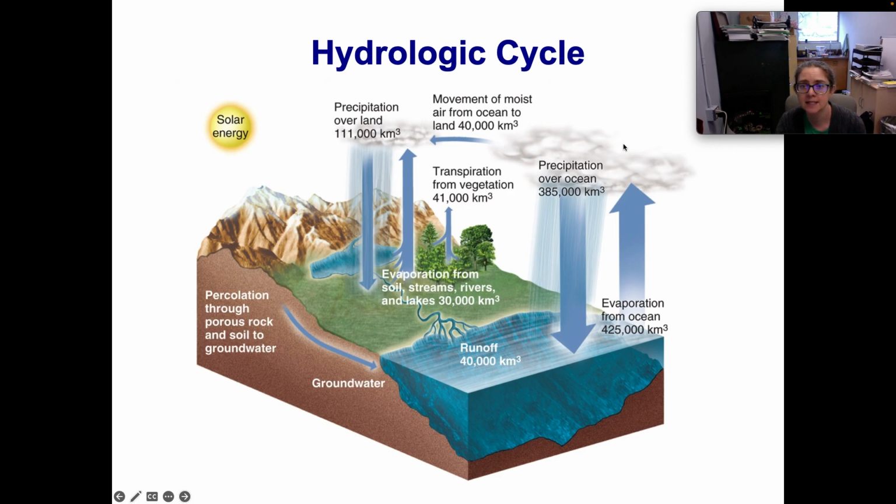We see that condenses into clouds and causes precipitation over the ocean and over land. And the movement of moist air from the ocean to the land also occurs. After that precipitation occurs, it goes into surface water and also percolates into the ground to become groundwater. And groundwater also flows and can connect to surface water as the ocean or as lakes and streams.